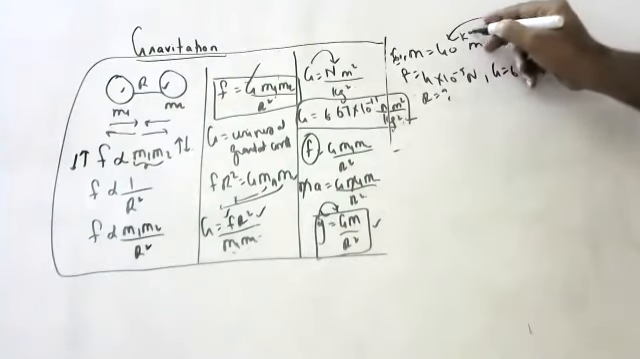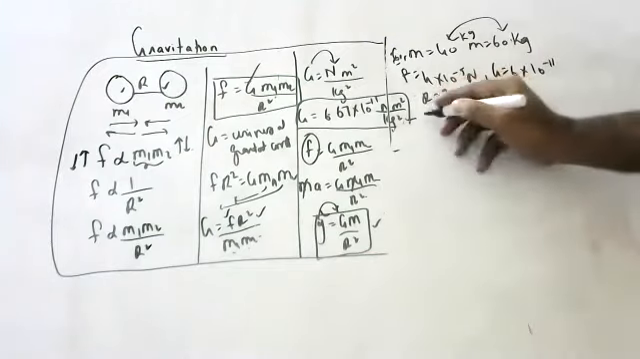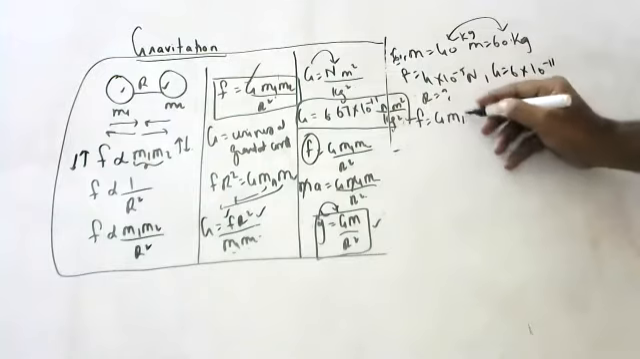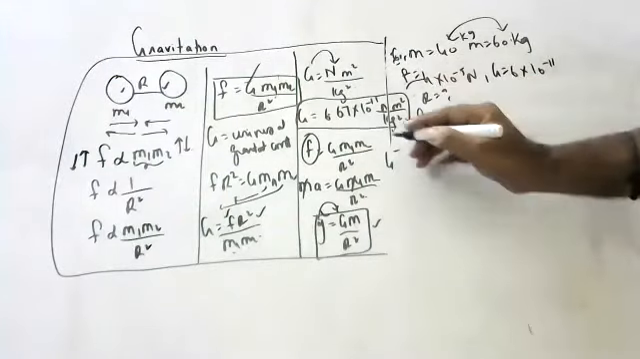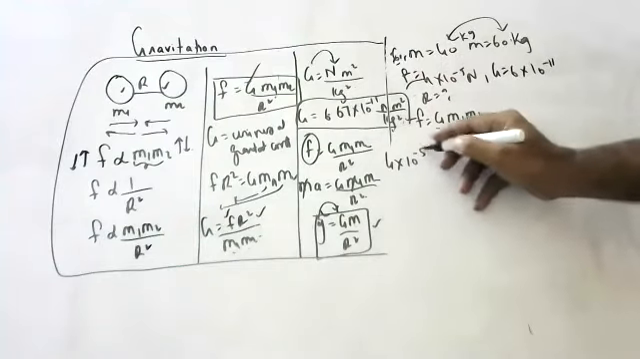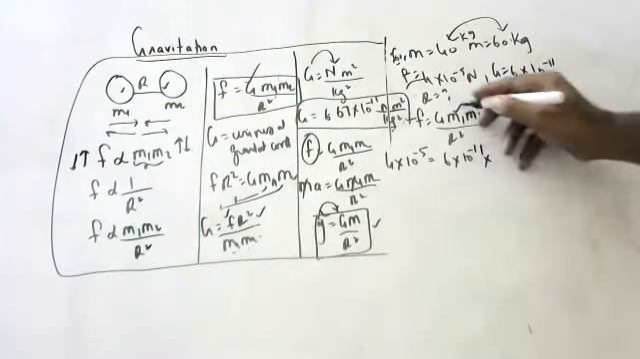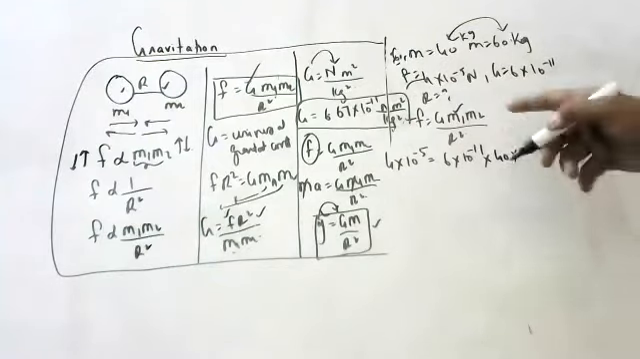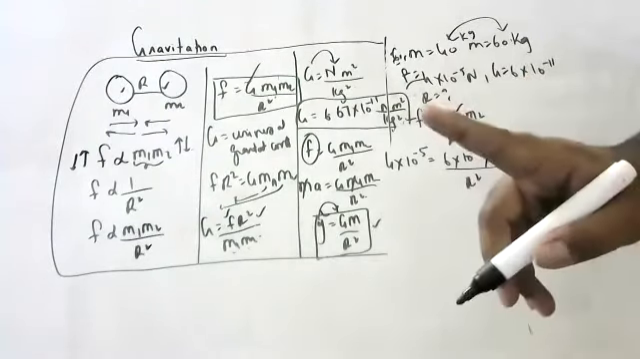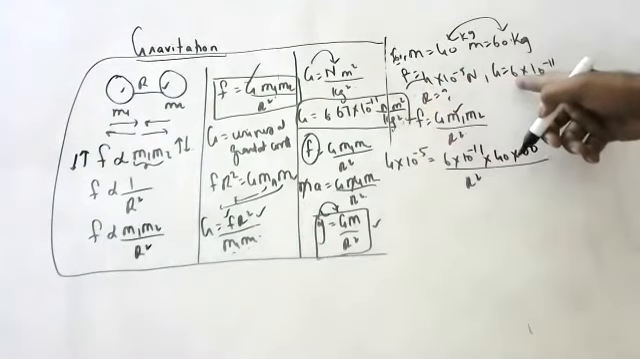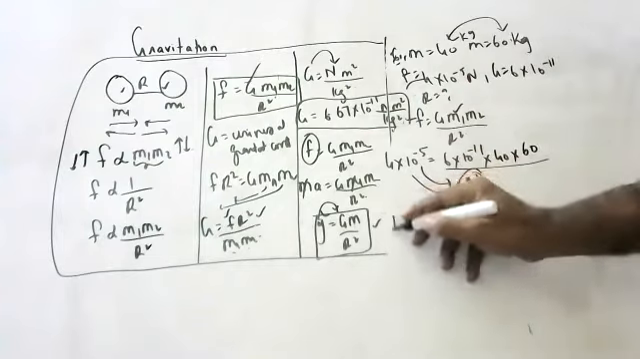Snigdha, can you tell how to do this one? Yes, sir. Please tell me. F is equal to G M1 M2 by R square. 4 into 10 to the power minus 5 is equal to 6 into 10 to the power minus 11 into 40 into 60 by R square. Actually it is 6.67 only, but they told us to take 6 into 10 power minus 11. Okay sir, bring this up, take this down.